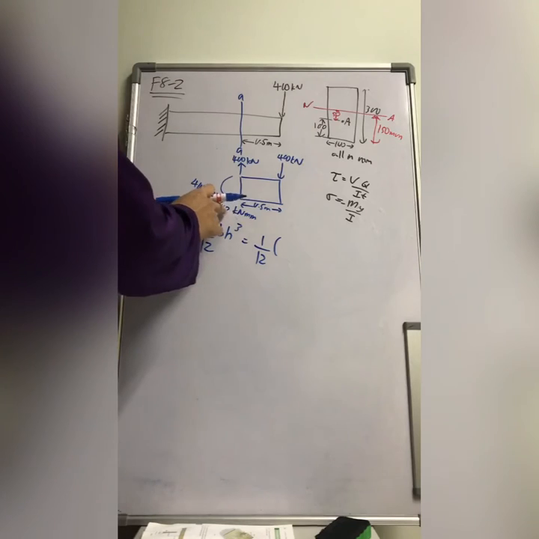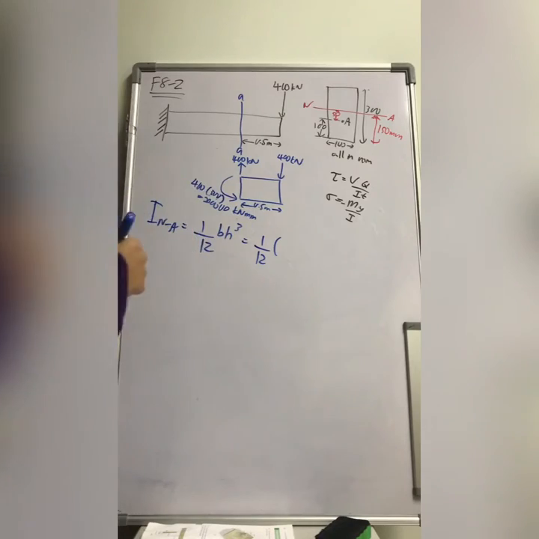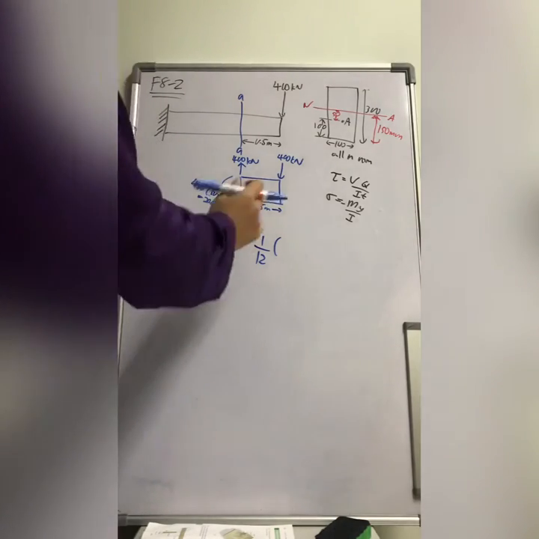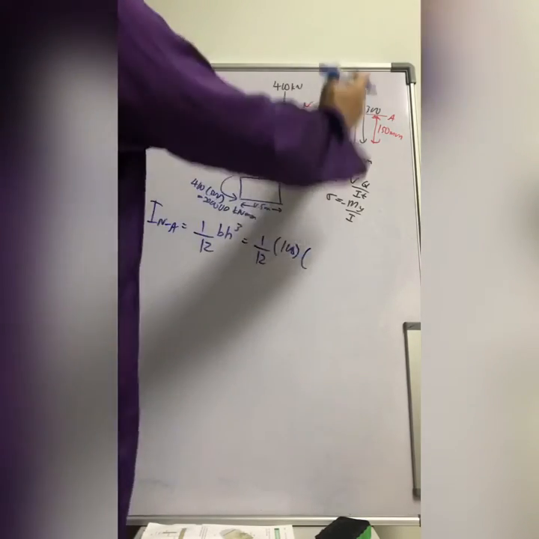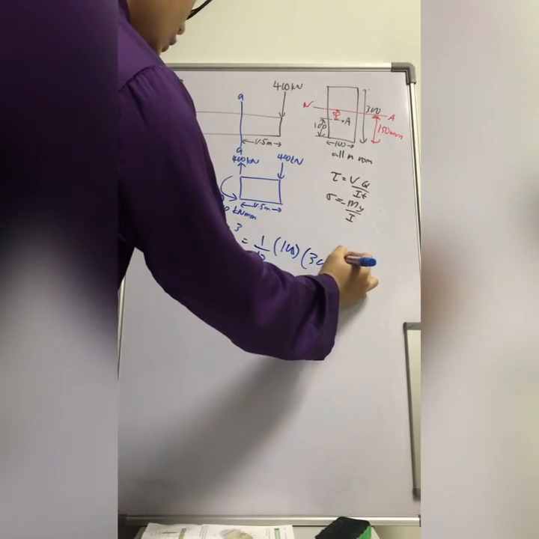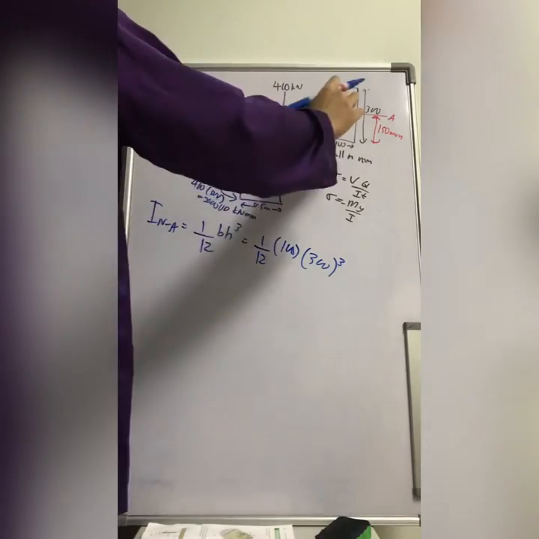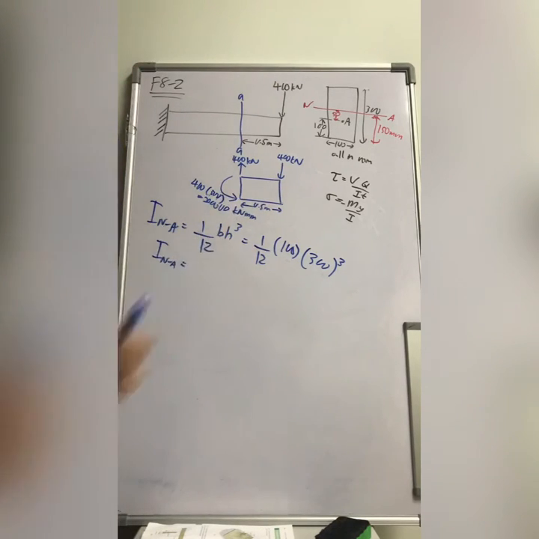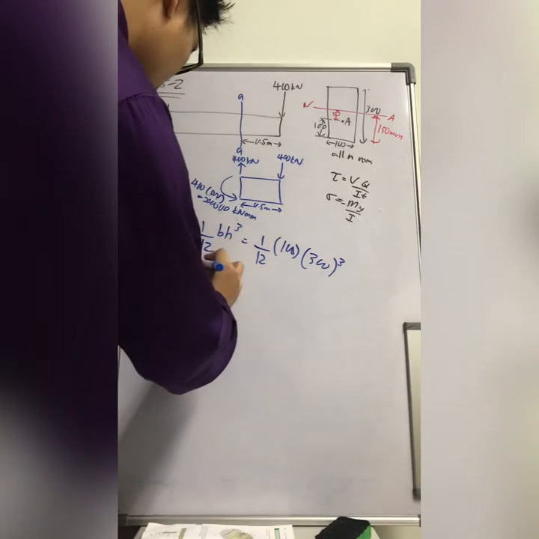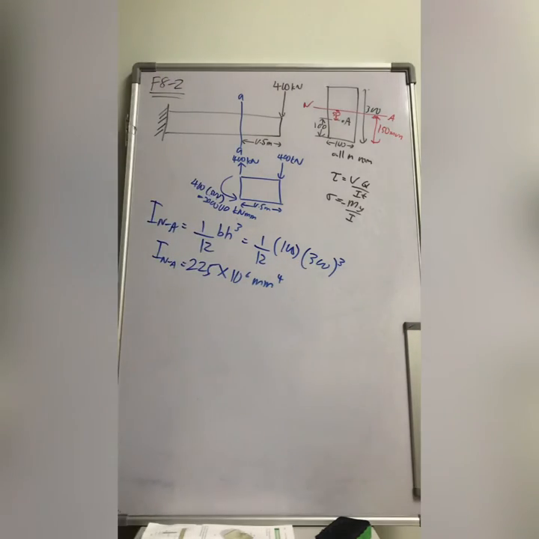Not 20,000, sorry, 200,000 millimeter. Okay, so 1/12 b h cubed, where b is 100 and h is 300, gives the I about the neutral axis. Everything is fine because the centroid of this section is the neutral axis itself. So if you calculate that, your I about the neutral axis will give you 225 times 10⁻⁶ millimeter to the power 4, right?